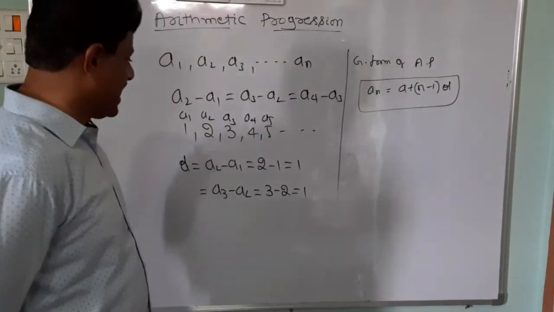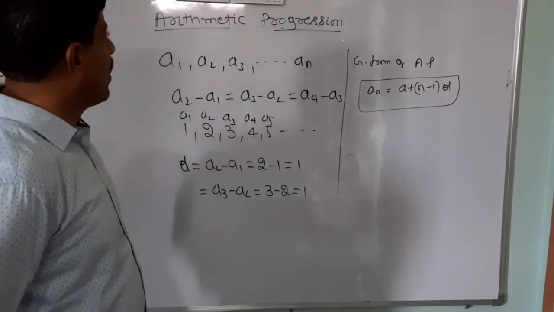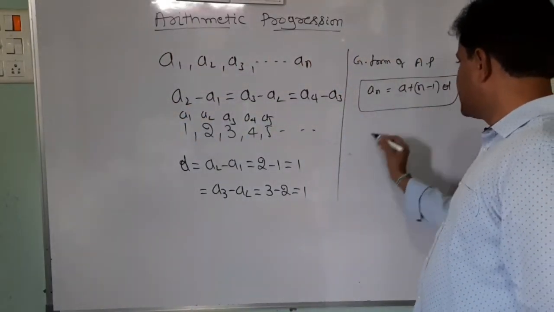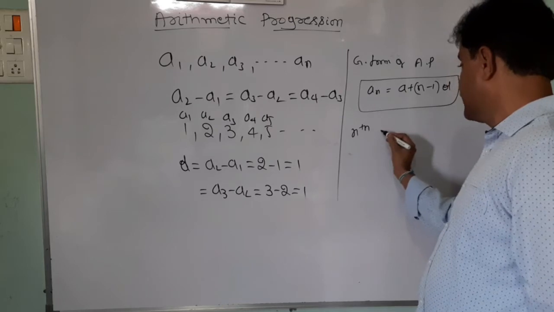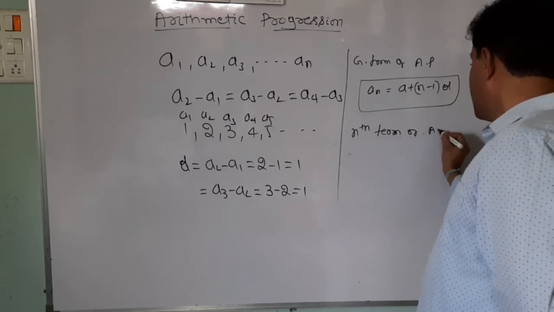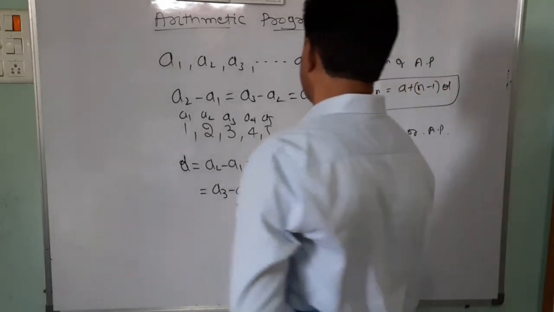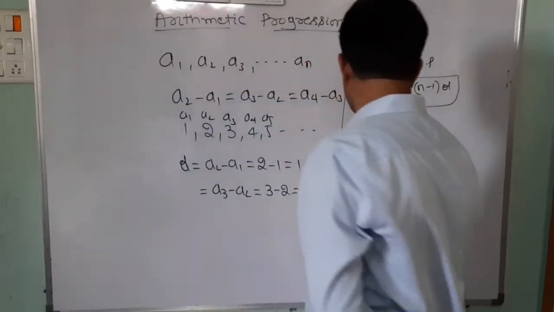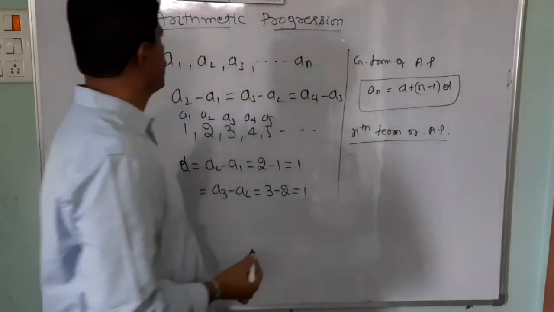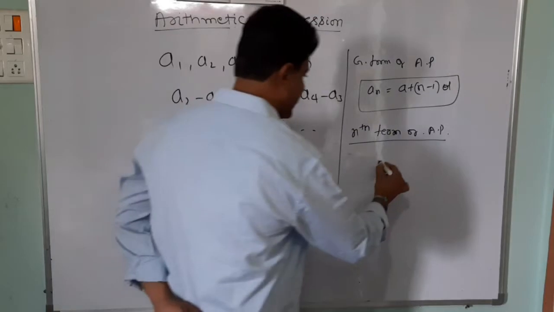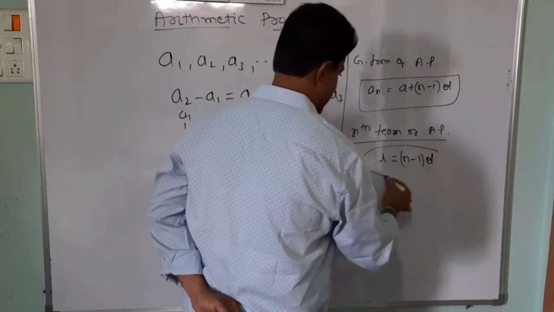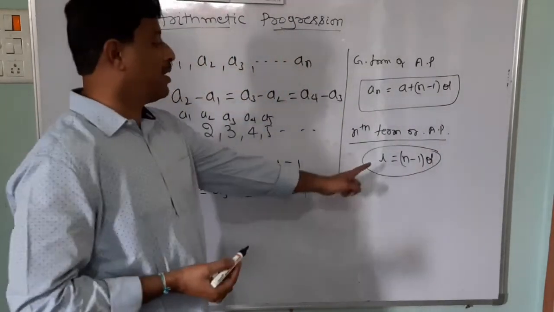Okay, dear students, next. What is the general form of the nth term of a sequence? The nth term of an arithmetic progression, where l is the nth term of the progression, is l is equal to a plus n minus 1 into d. This is one formula, the nth term of an AP.